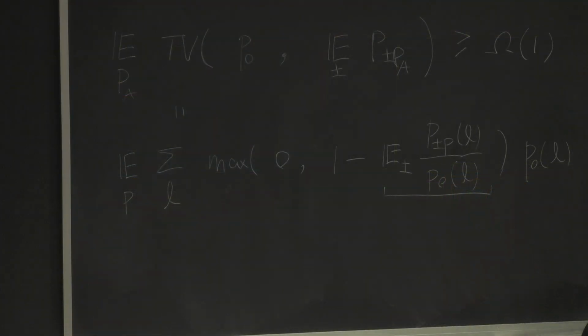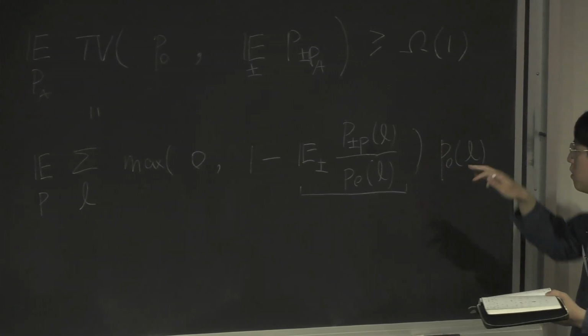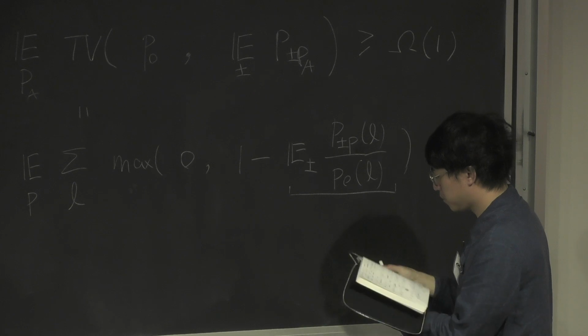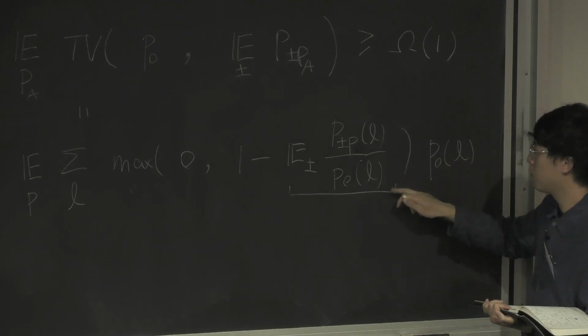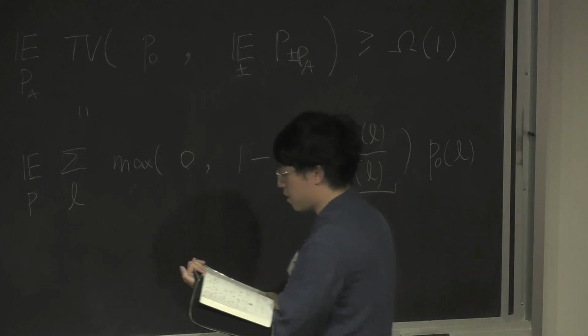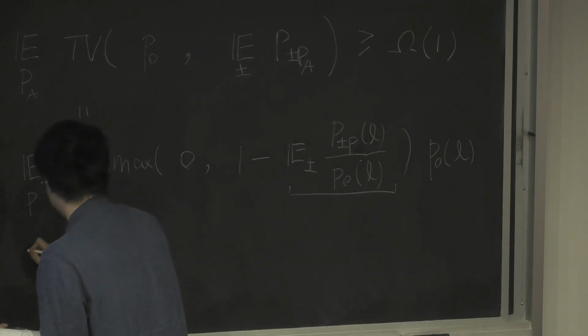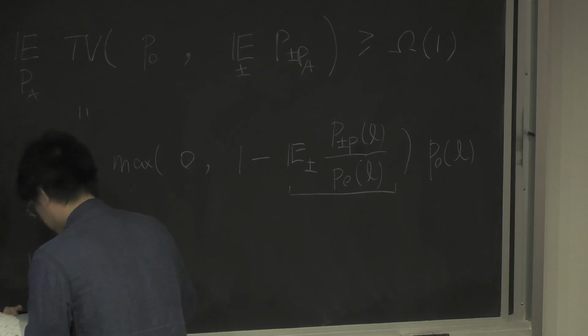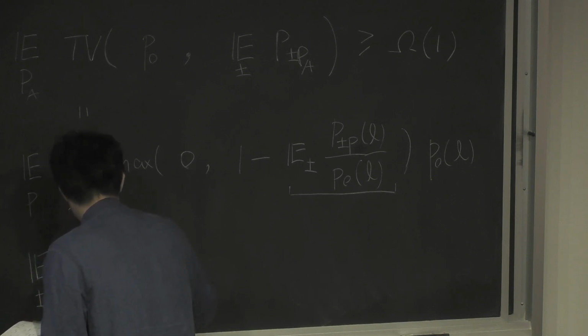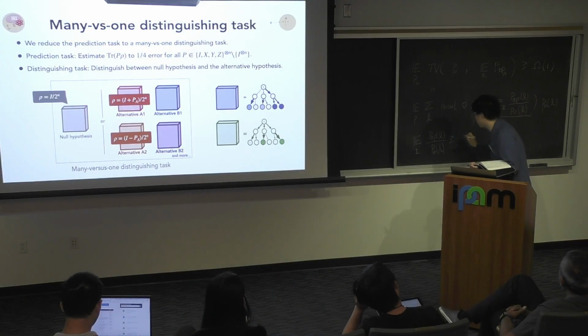So is this identity clear? In normal TV, it's just one half of the sum of the absolute difference, but you can focus on only the portion where one is bigger than the other, like where P0 is bigger than P plus minus PA, and then consider this max. And then one can remove the 1/2. So this identity holds. The key idea is to bound this object, and bounding this is actually very, very easy. It's going to use some very elementary inequalities.